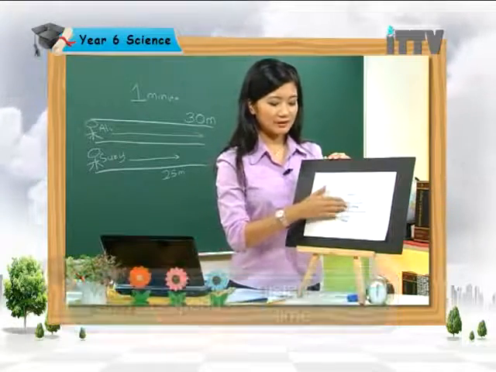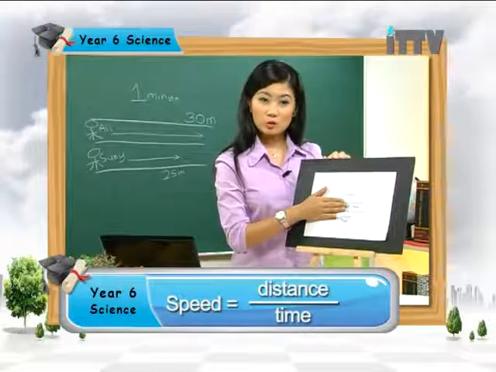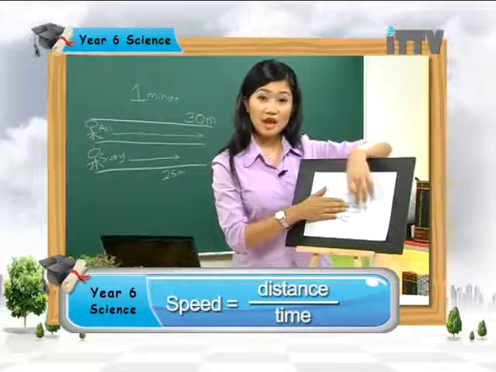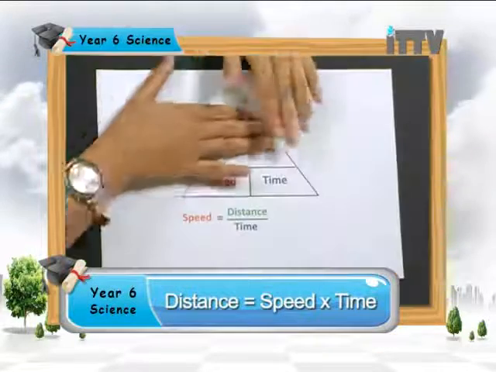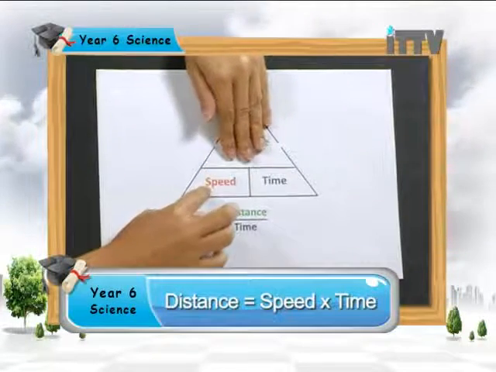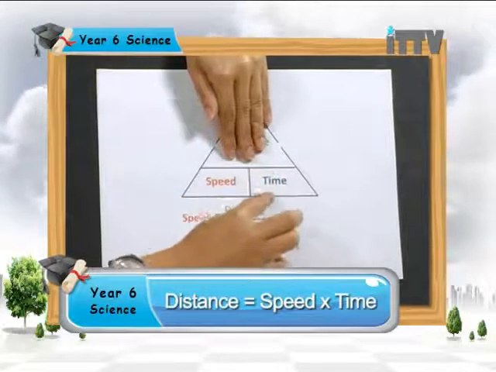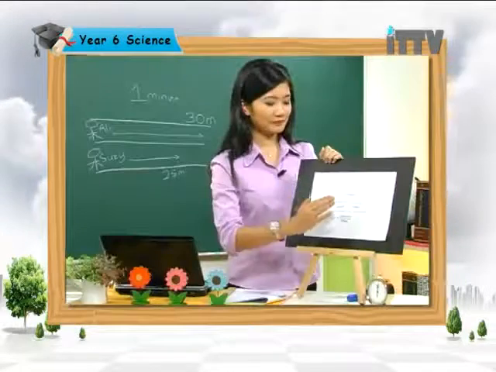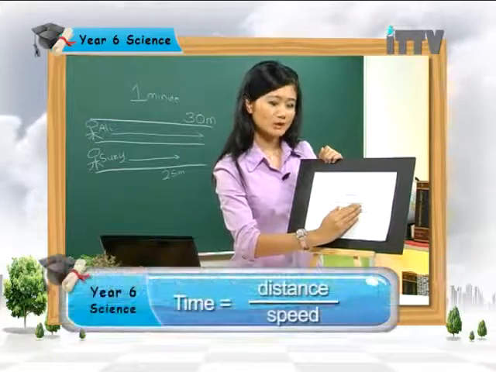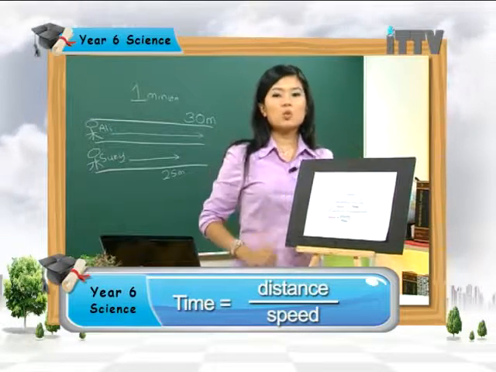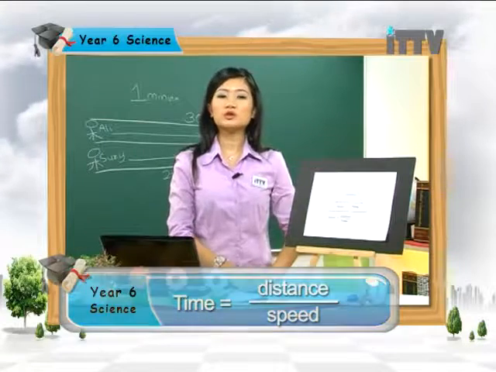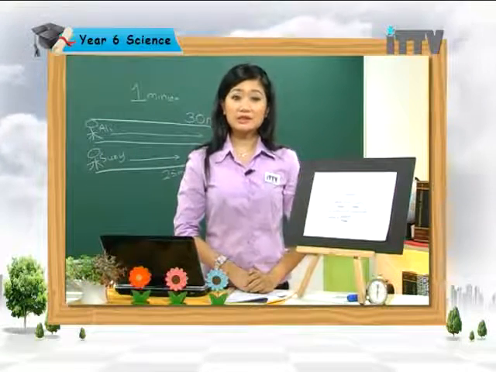Again, children, cover speed. Speed equals distance over time. Distance. Distance equals speed multiplied by time. And time equals distance over speed. So what are the units used when we are asked to calculate speed?